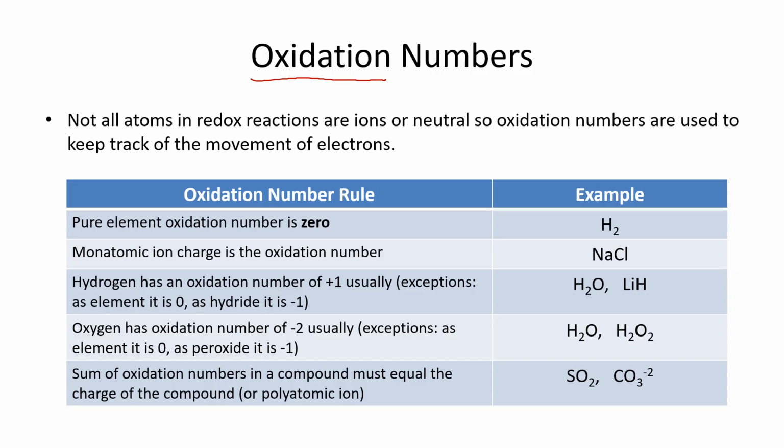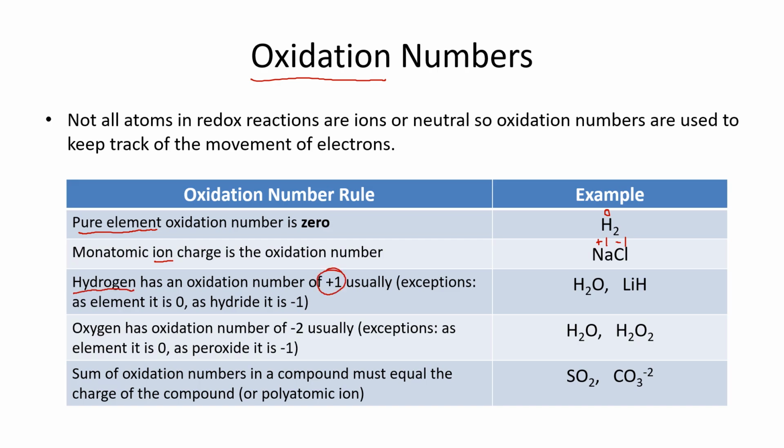So the first two you already know. If you have a pure element, you're going to give it an oxidation number of 0. If you have an ion, whatever the charge of the ion is, that will be the oxidation number. In case of sodium chloride here, you've got +1 and -1. So far, so good.